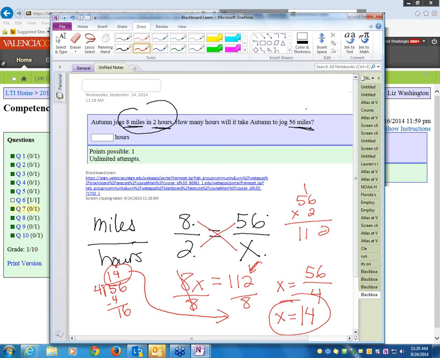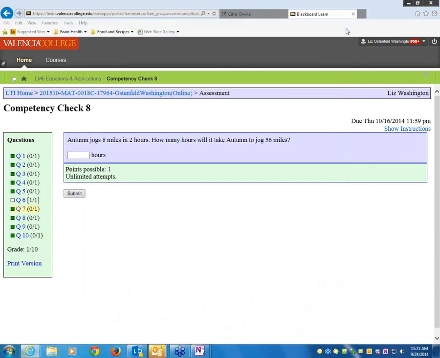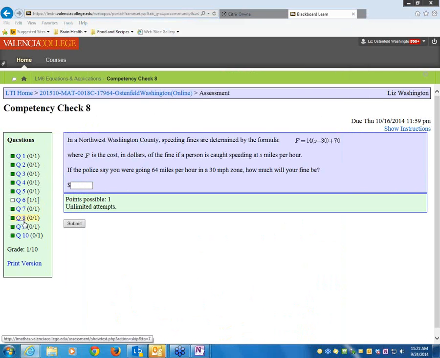Okie dokie. Go back, new. And I'll just keep going down. We got about 3 more problems in this set. So in this problem, it says, in a Northwest Washington County, speeding fines are determined by this formula, where F is the cost in dollars of the fine if a person is caught speeding at S miles per hour. If the police say you are going 64 miles per hour in a 30 mile per hour zone, how much will your fine be?